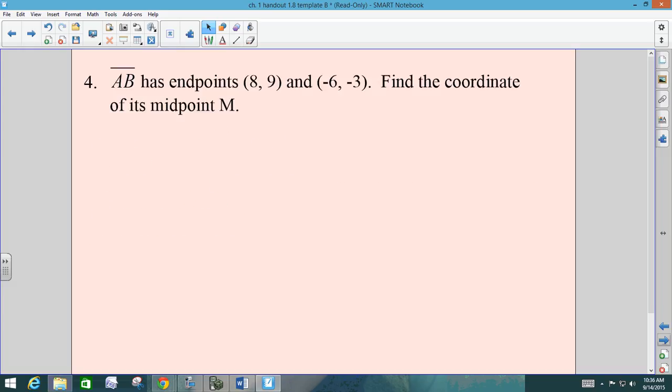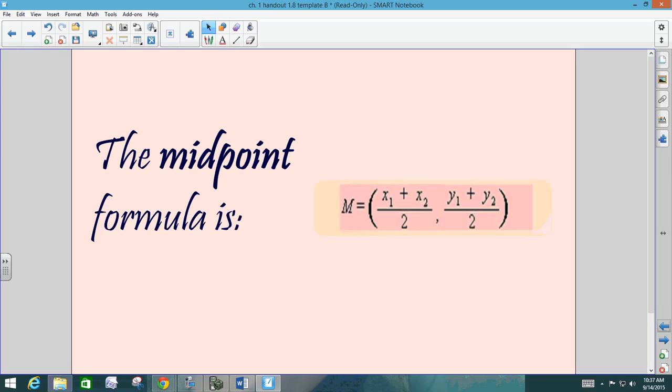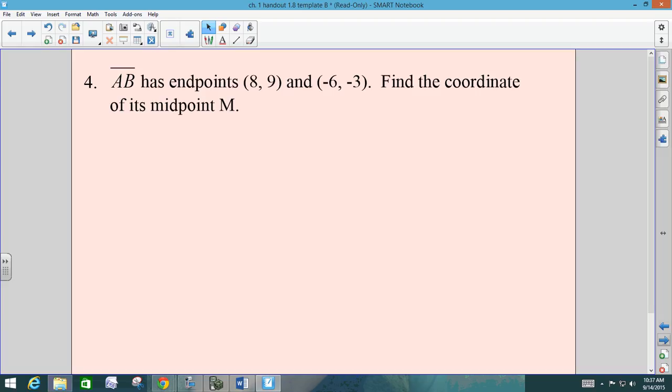So number 4. Segment AB has endpoints (8, 9) and (-6, -3). They want us to find the coordinates of the midpoint. Just like we started the distance formula by labeling the values, that's what I'm going to suggest here for the midpoint, because the midpoint formula also uses x1, x2, y1, y2. Those little 1s and 2s just show which point they come from. So I'm going to say (8, 9) is my first point, x1, y1, and (-6, -3) is my second one, x2, y2.